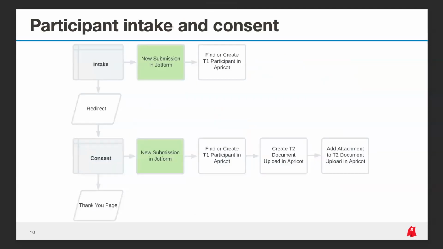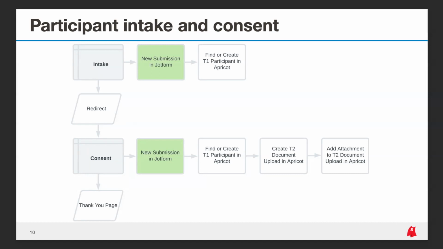The first use case we are going to explore is a standard participant intake flow. For this flow, the user will first complete a participant intake form, collecting the name, contact information, and demographics of the participant. When submitted, the data from the form will search for an existing Tier 1 participant, using the individual's name and date of birth as duplicate check fields. If an existing record is not found, a new participant will be created.